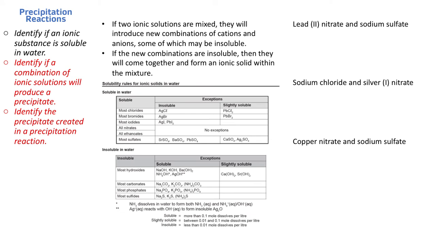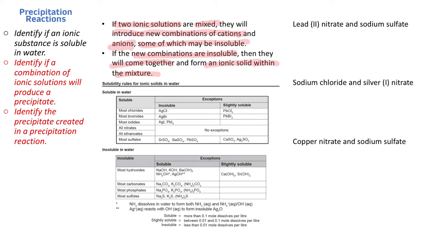Okay, so let's go through. If two ionic solutions are mixed together, they will introduce a new combination of cations and anions, some of which may be insoluble. So you've got two solutions, effectively 4 ions, 2 positives and 2 negatives. They're separate from each other, and then you put them together, you will mix those positives and negatives and make new combinations. If these new combinations are insoluble, they will come together and form an ionic solid within the mixture, known as a precipitation reaction. So you will literally have a solid form when those two solutions are mixed.